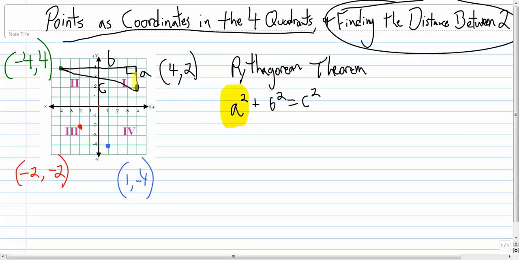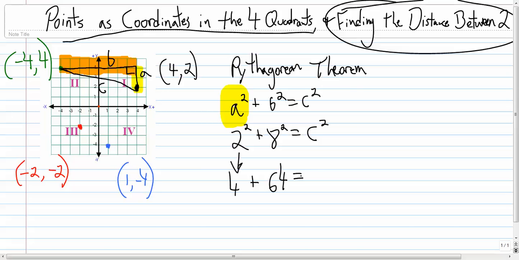Starting with a, and a squared. Well, this side of the triangle, how many units is that? That's 2 units tall. So for a, I'm going to have 2. And then for b, I'm going to have what? 1, 2, 3, 4, 5, 6, 7, 8. So my b is 8. And then I'm going to solve for my c. So let's do this. 2 squared is 4. 8 squared is 64, and that is going to equal c squared. So 68 equals c squared.